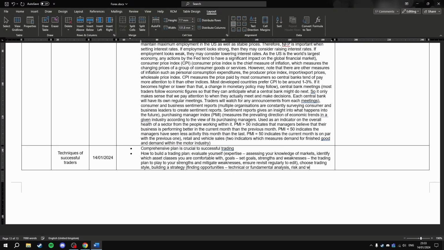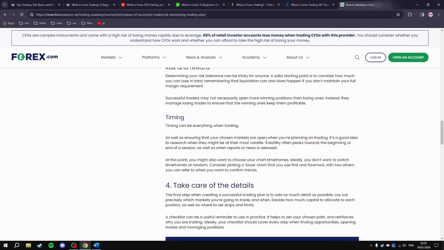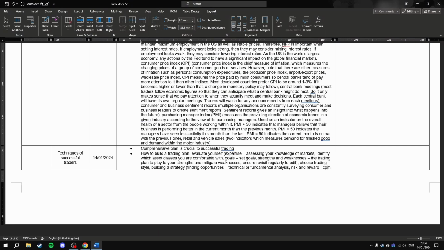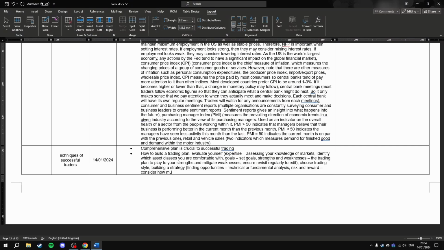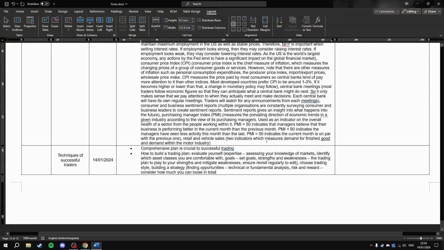Risk and reward. Determining your risk tolerance can be tricky for anyone. A solid starting point is to consider how much you can lose in total, remembering that liquidation can and does happen if you don't maintain your full margin requirements. Successful traders may not necessarily open more winning positions than losing ones. Instead, they manage losing trades to ensure that winning ones keep them profitable.